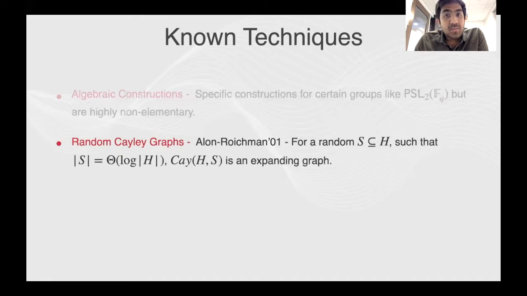All right. So the most generic technique you could think of is via Cayley graphs. If you want symmetries of H, you might want to consider Cayley graphs over H with some generating set. And what Alon and Roichman showed is that if you do not want to do number theory, then just take a random set, right? Just pick a random subset of size log n, where n is the size of your group, and you will get an expanding graph with high probability.